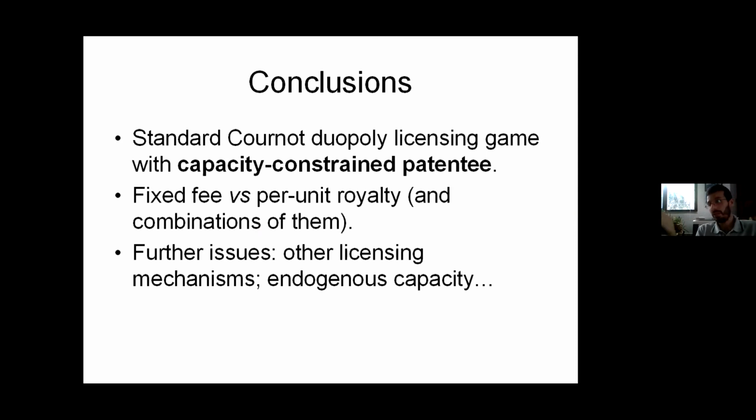There are further issues we have not considered here. There are many issues we have not considered: other licensing mechanisms, endogenous capacity, oligopoly instead of duopoly, non-linear demand, incomplete information, and so on and so on. So this might be considered a starting point, basically a big step in the literature, just extending the basic model to the case of a capacity constrained patentee.